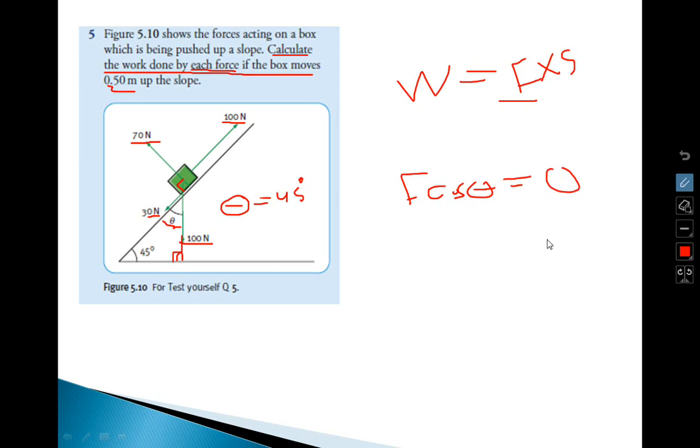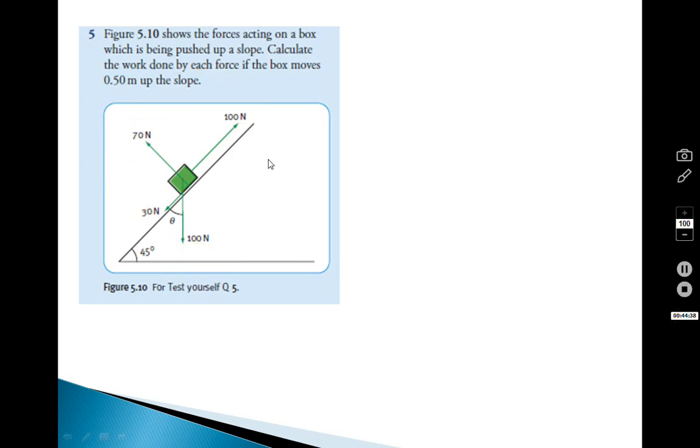So there is no work done by this force here. In the same way, you need to find the work done by this, the work done by this, and the work done by this. We have four forces here: 70, 100, 30, 100. Okay. Try to solve them until the next presentation. Inshallah, I will give you the correct answer, I mean the complete answer.